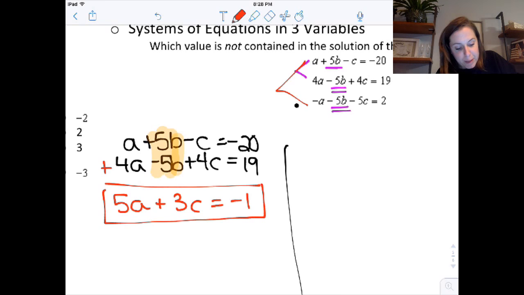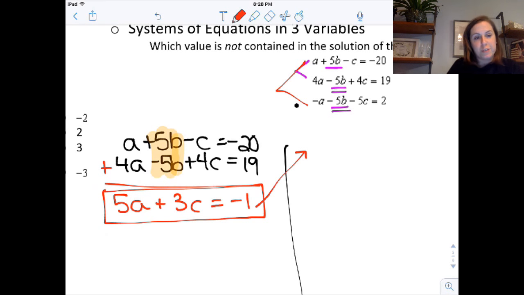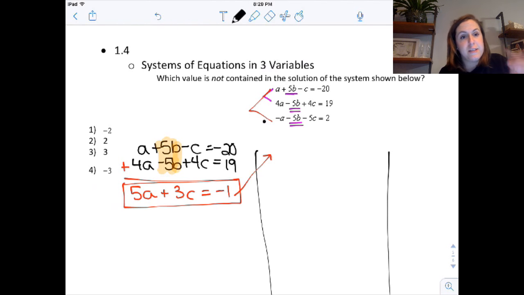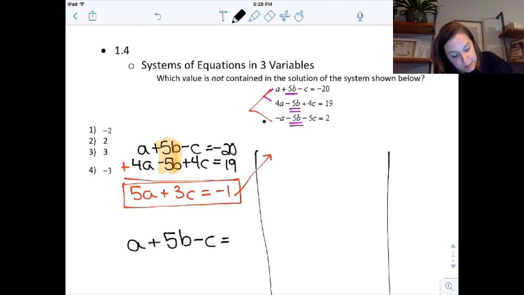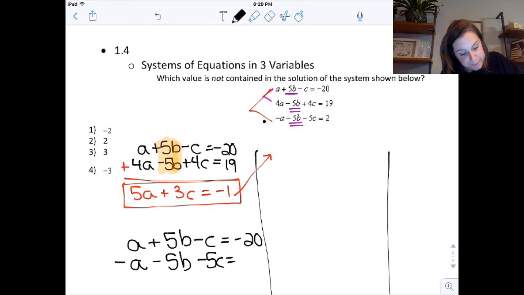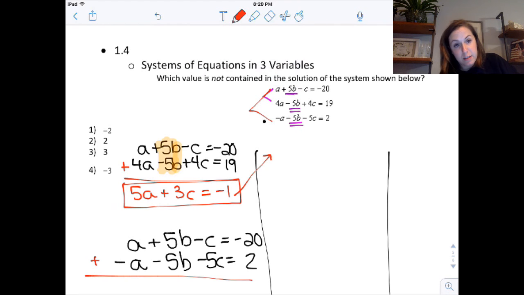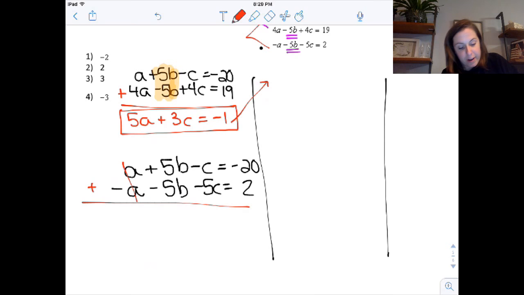Now I'm going to choose my other pair. Again, it can be any other pair, but to me it makes sense to use 1 and 3 because I already see the b's will eliminate. So I have a plus 5b minus c equals negative 20. And I have negative a minus 5b minus 5c equals 2. And I see something cool that's going to happen here. So these eliminate, that's weird. These eliminate, that's weird. And I'm just wound up with negative 6c equals negative 18. So actually I've saved myself some work here because I get c equals 3.